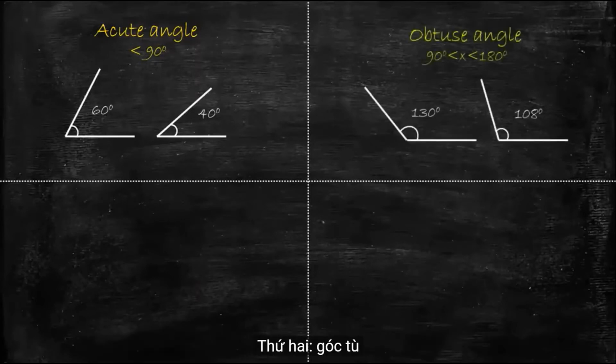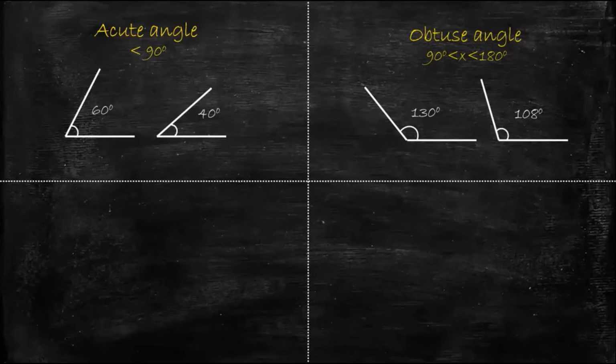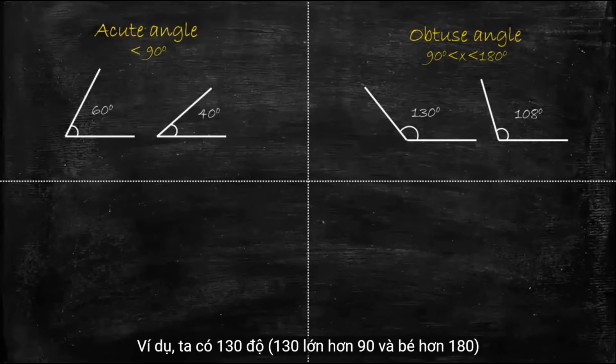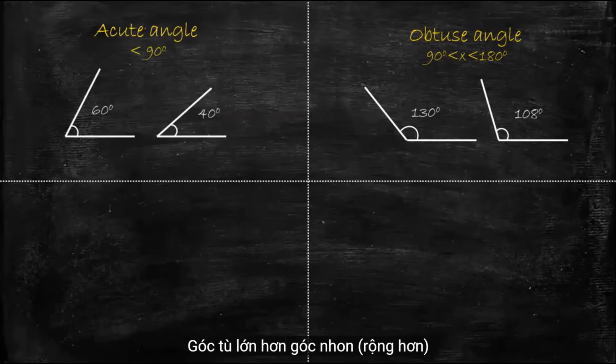The second thing is the obtuse angle, which is between 90 and 180 degrees. For example, we have 130 degrees, which is less than 180 and larger than 90. The obtuse angle is often bigger than the acute angle. You can see that.